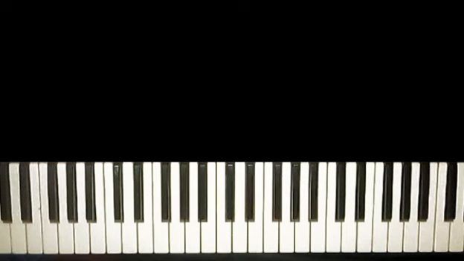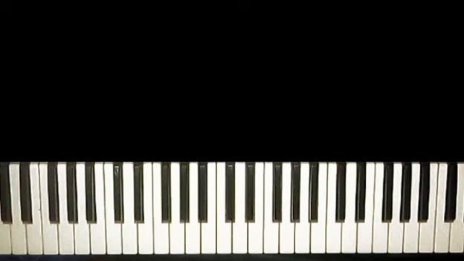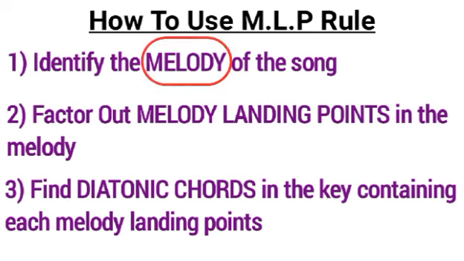Okay, so I know this might sound a little bit complicated, but I promise you it's going to make sense as we proceed in the video. So the question would actually be, how do we utilize these melody landing points to predict the next chord in the chord progression of a song? And this actually involves 3 steps. The first step is to identify the melody of a song within a certain key.